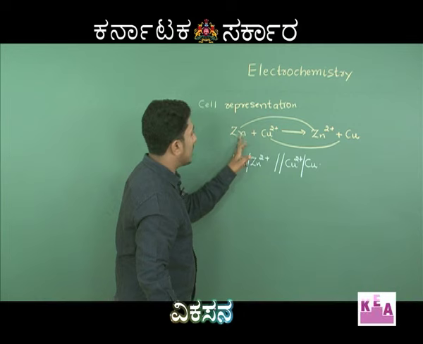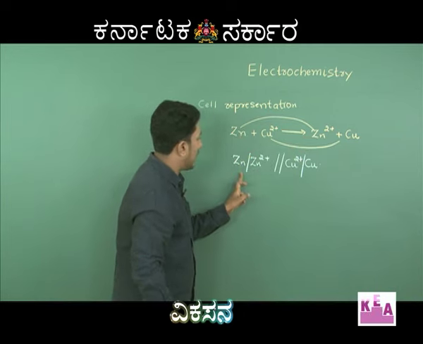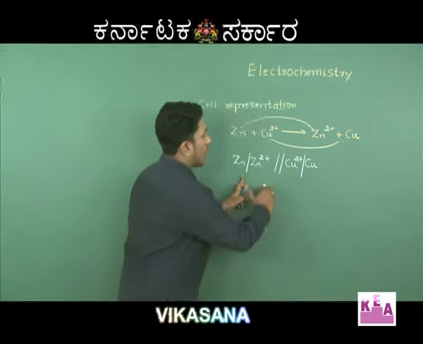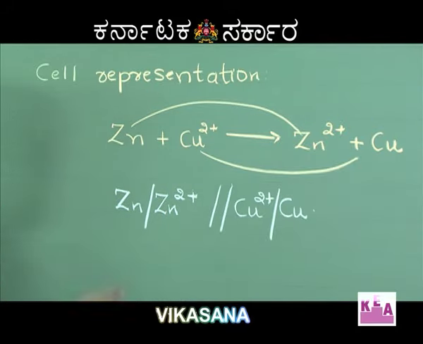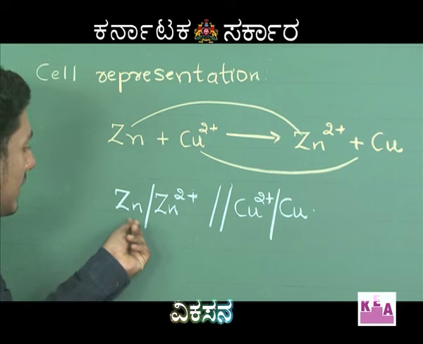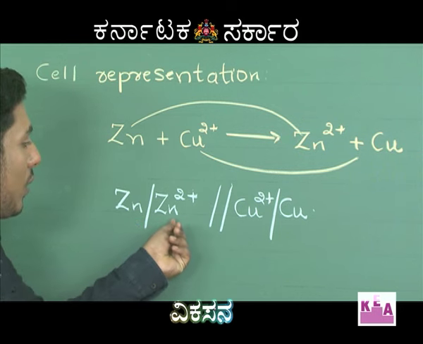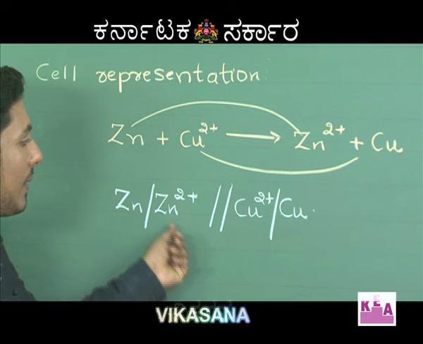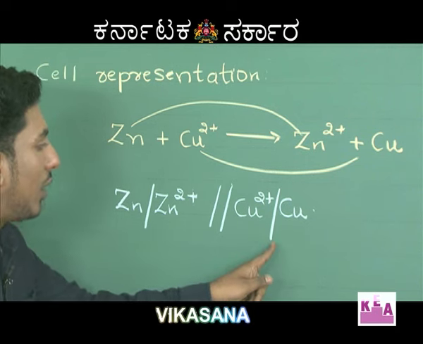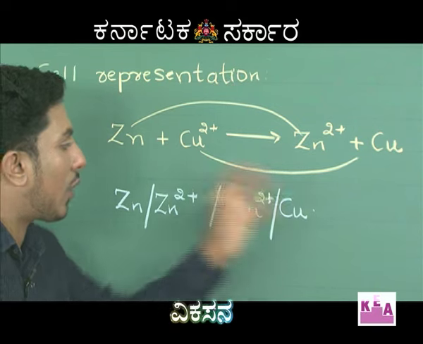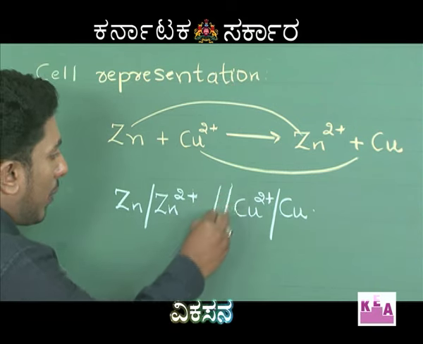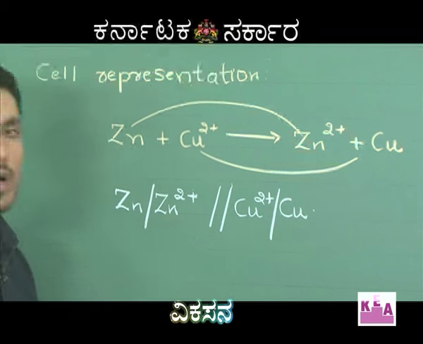In Daniell cell, zinc is anode, so zinc electrode is written on the left hand side and copper on the right hand side. The vertical line indicates the phase difference. Zinc is in solid state, whereas ions are in the aqueous phase. Similarly, a phase difference here also indicates that copper ions are in aqueous state and copper in solid state. The double vertical line indicates the salt bridge.